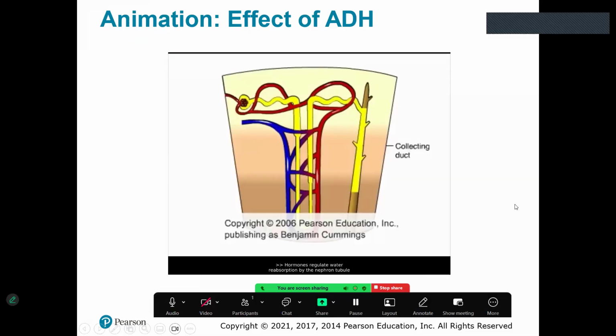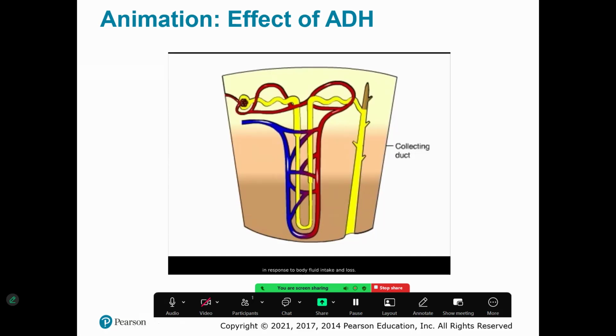Hormones regulate water reabsorption by the nephron tubule in response to body fluid intake and loss. On a hot day, when you're sweaty and thirsty, blood solute concentration rises. In response, the brain signals the posterior pituitary to increase its output of the hormone ADH. ADH makes the walls of the collecting duct more permeable to water.